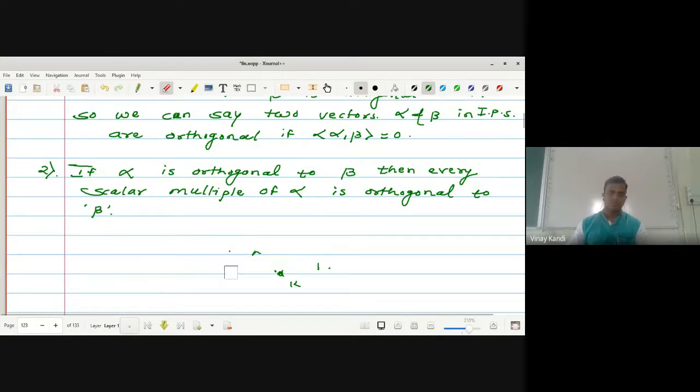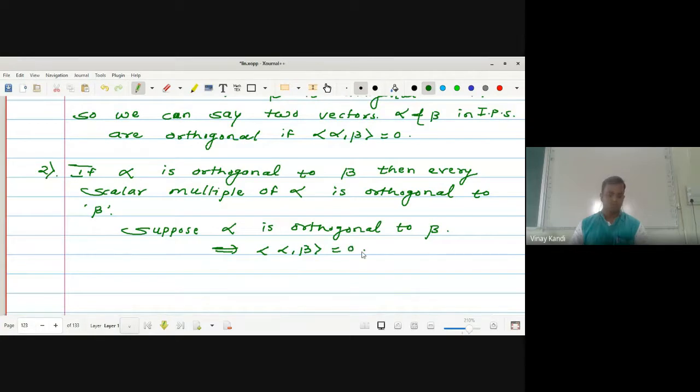Okay, so if alpha is orthogonal to beta, then every scalar multiple of alpha is orthogonal to beta. Okay, suppose here the alpha is orthogonal to beta. Okay, so what it implies, the inner product of that two vectors must be equal to 0. So let take any scalar, let k be any scalar.